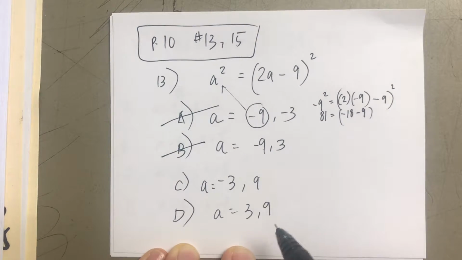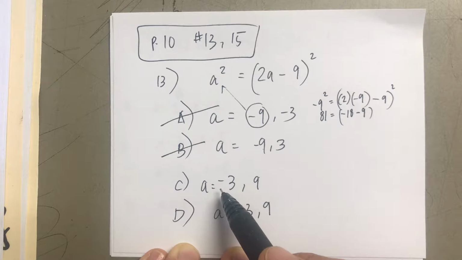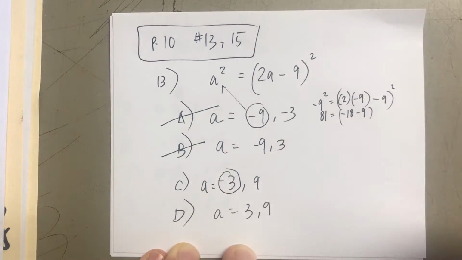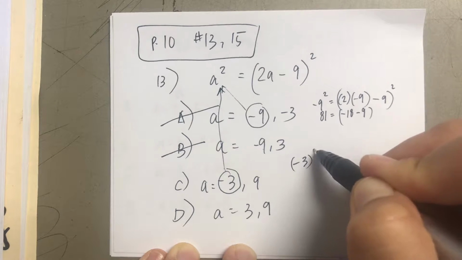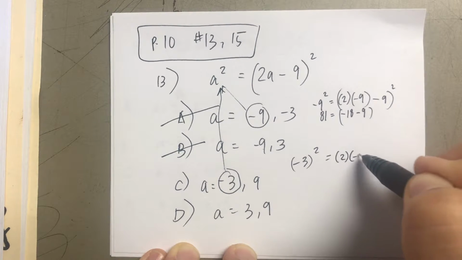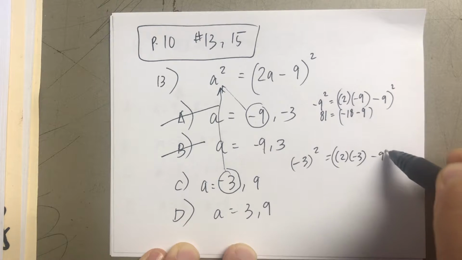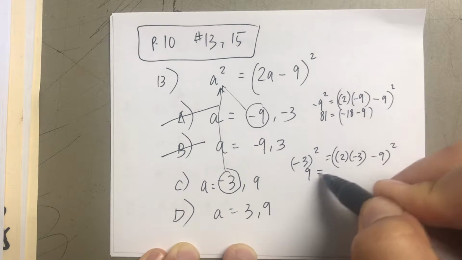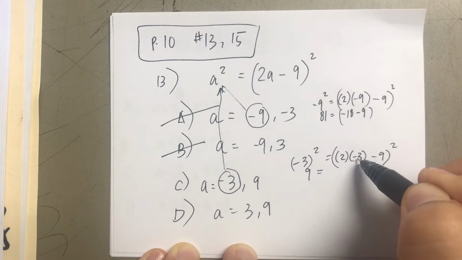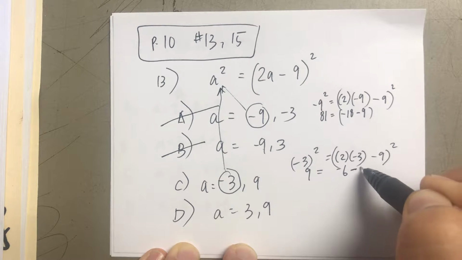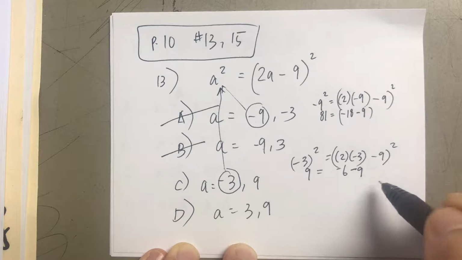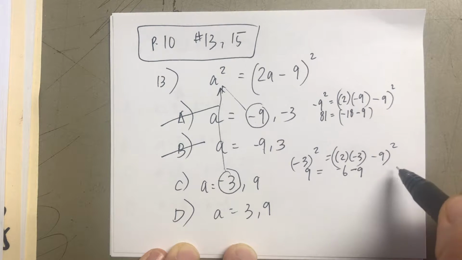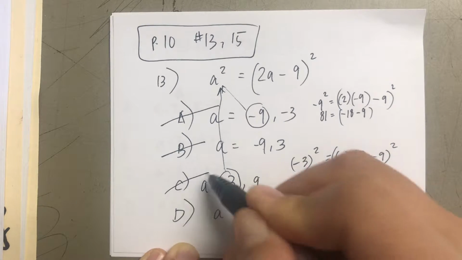Okay? So we're going to go next to a equals -3 and 9. So again, take this number right here and plug it in. Okay? -3 squared equals 2 times -3 minus 9 squared. So this is going to be 9 equals, and then 2 times -3 is -6 minus 9, which is going to be some really big number like -15, and then when you square it, it's going to be a positive big number, and that's not going to work.